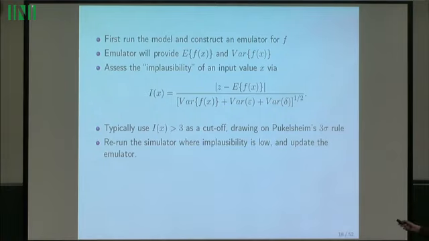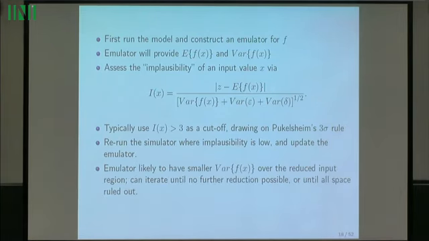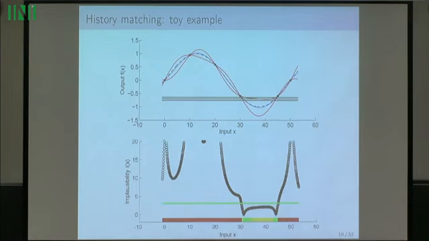So you find parts of input space where implausibility is low, and then you rerun your emulator in that part of the space. Because you've concentrated your points down, your new emulator is likely to have smaller variance over that reduced region. So you'll find that when you start trying again, you might get slightly larger implausibility values because you've shrunk this term a little bit. And you can iterate until you don't get any further points to rule out.